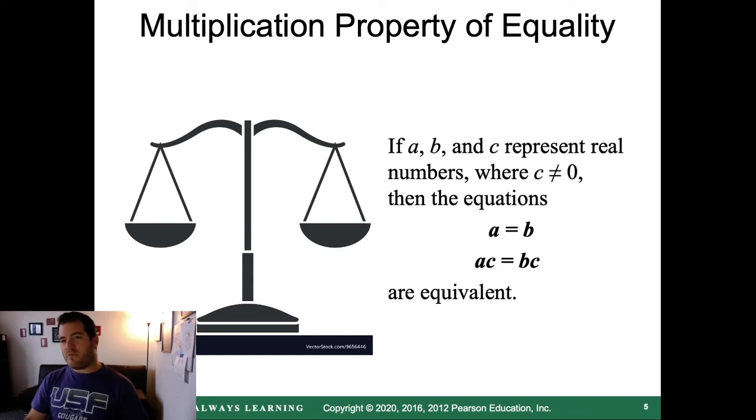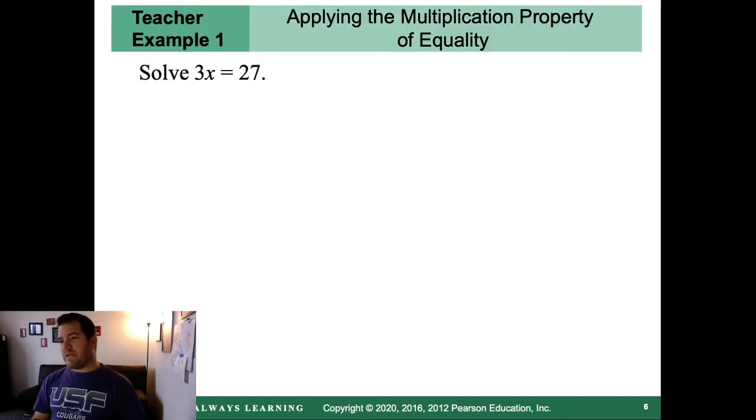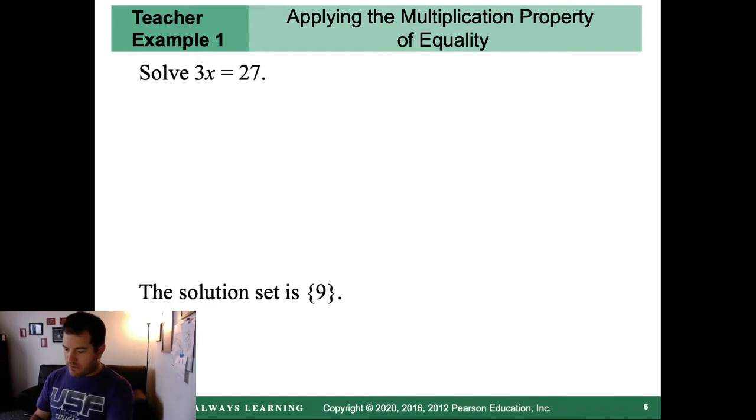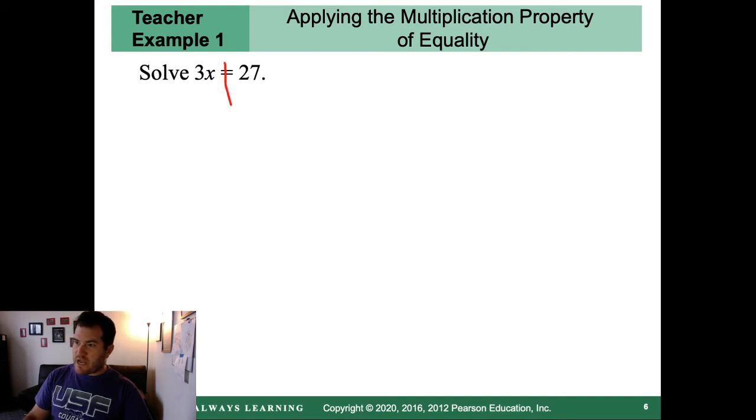So let's look at an example. It says solve 3x is equal to 27. Again, the first thing I do is put this line right down the middle, just like I did before with addition. I'm going to put my box around the variable 3x.